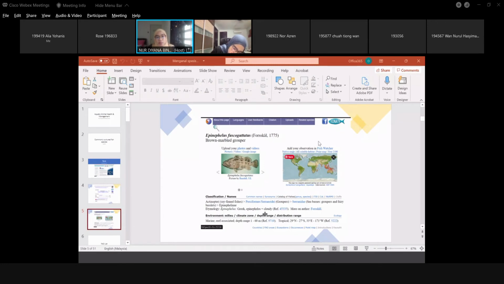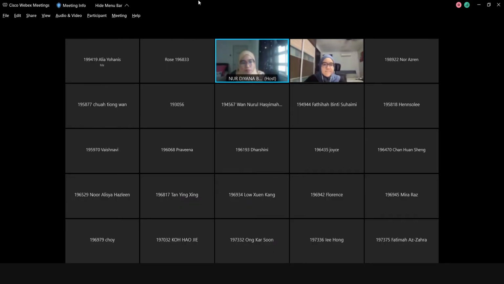All right. It also gives you the geographical region where the fish can be found and the classification. For this species, it's this one, and groupers belong to this group, and some sea bass also belong to the same group. It tells you the environment and the distribution. All right, I'll just go to that website for a while so you can see.